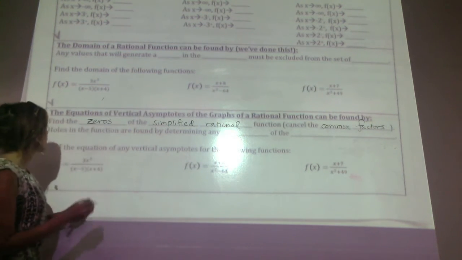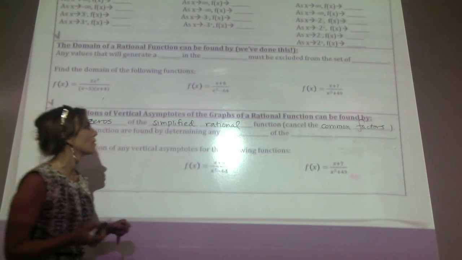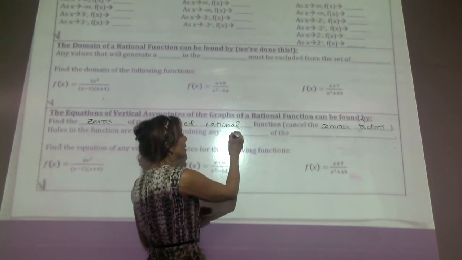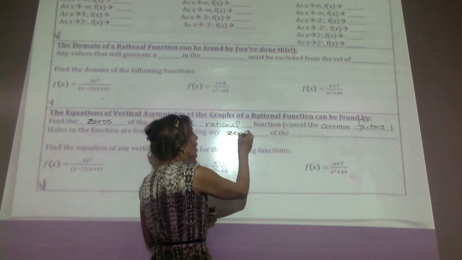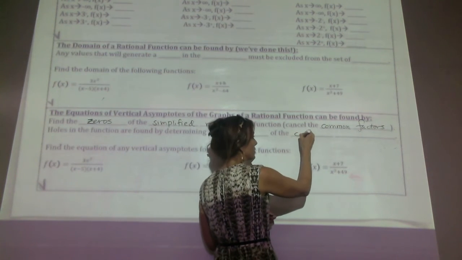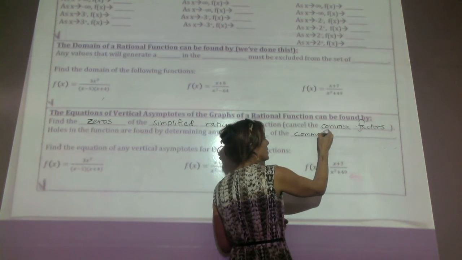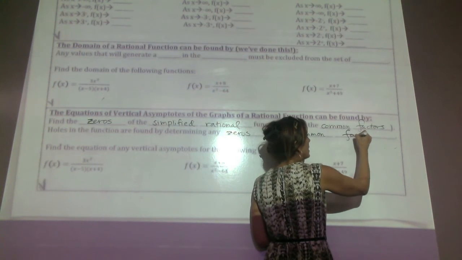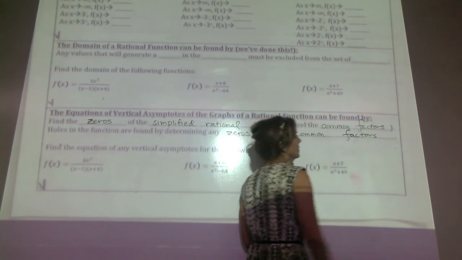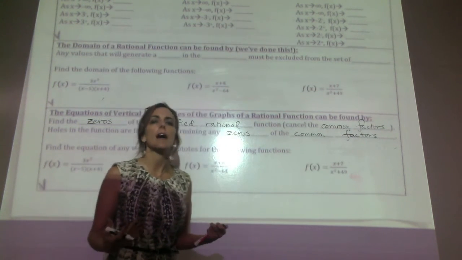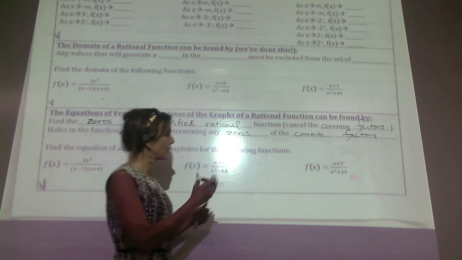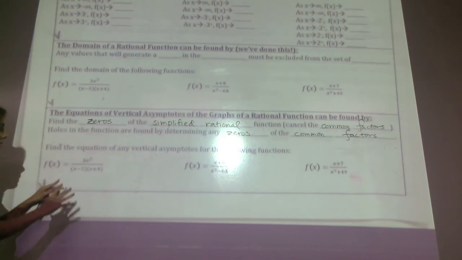Okay, so holes in the function are found by determining any zeros of those common factors. So anything that is in common is going to generate a hole in the graph of a rational function. All right, so let's take a look. We've already kind of done this.